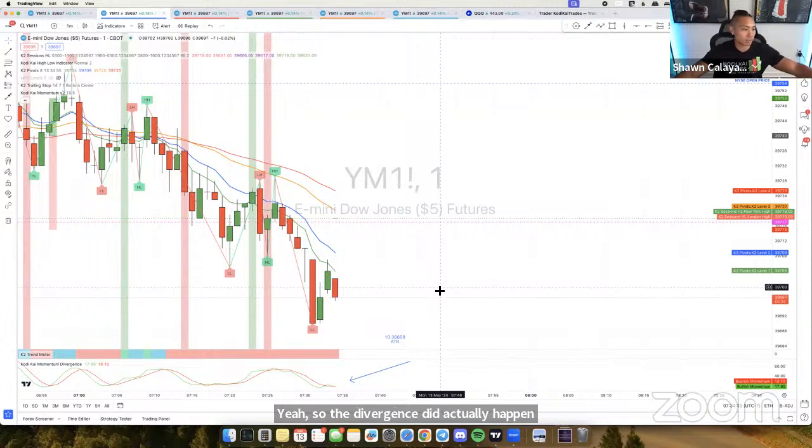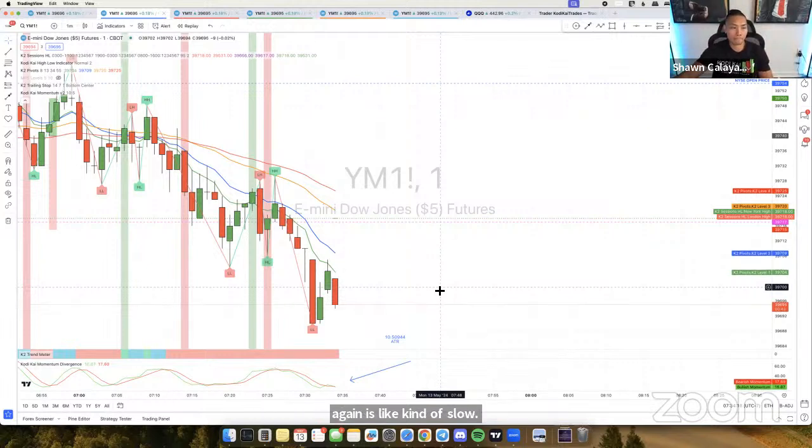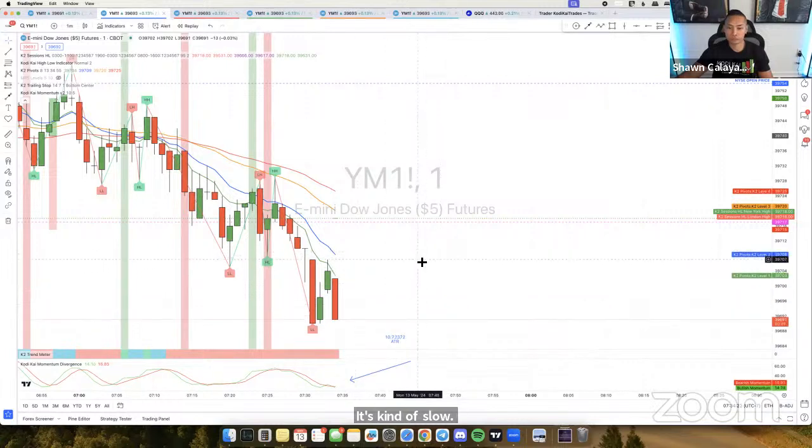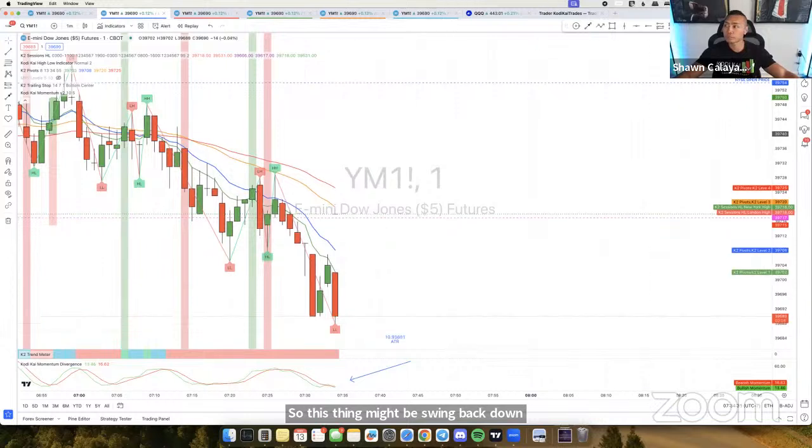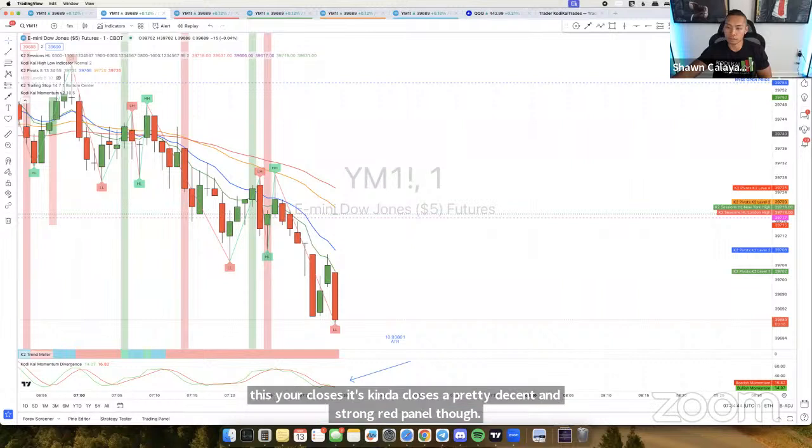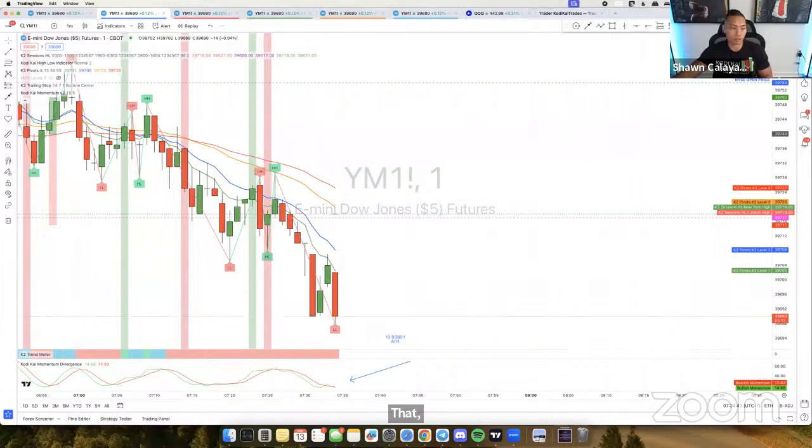The only thing with this here is that the volatility again is kind of slow. So this thing might be swinging back down. Looks like the divergence here might confirm. So if this here closes, it's got to close as a pretty decently strong red candle though. Divergence here could close in the next couple seconds.